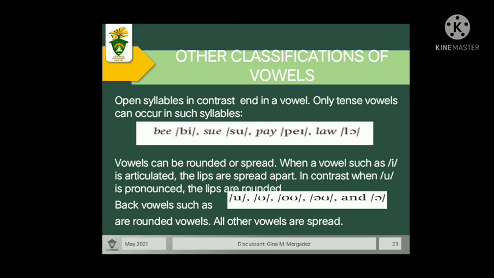Vowels can also be rounded or spread. When a vowel such as E is articulated, the lips are spread apart. In contrast, when U is pronounced, the lips are rounded. So these are oo, oo, oo, o. You can observe that your lips are rounded. Back vowels such as oo, o, ow, o, and o are all rounded vowels. Other than these, all vowels are spread.